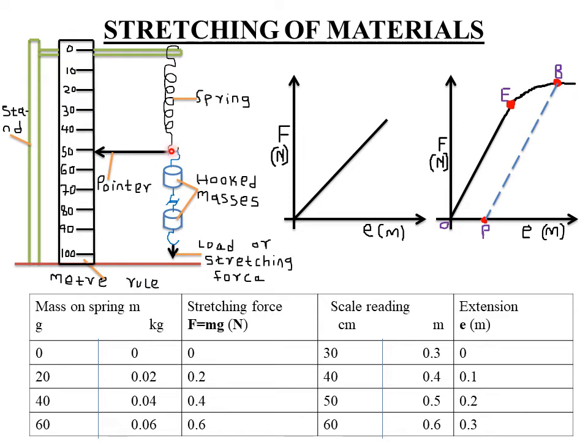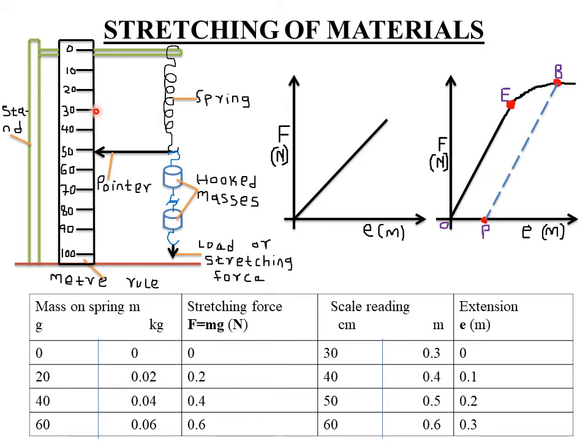In the second step, you suspend one of the masses at the end of the spring and note the new position of the pointer. Even before you start the experiment, you note the position of the pointer. That is the mark where the pointer is reading on the meter rule, even before attaching any mass. In our experiment, when no mass is hooked on the spring, our pointer is reading the 30 centimeter mark.